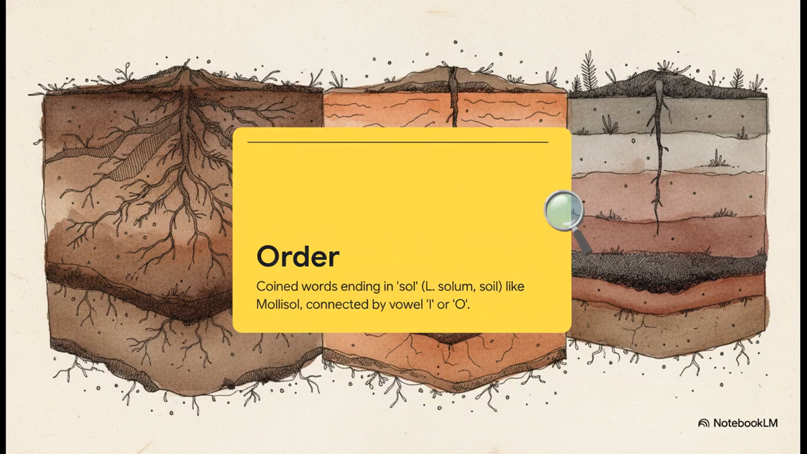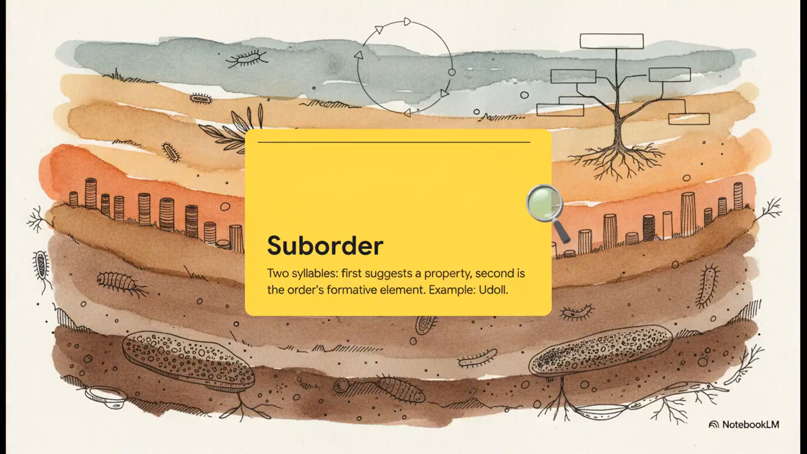Now pay close attention to that formative element of the order, because it literally gets carried down into the names of the other lower categories as an ending. And this brilliantly illustrates how the whole system clicks together. The second category, the suborder, consists of exactly 2 syllables. The first syllable suggests a specific property of that suborder, while the second syllable is that formative element from the parent order we literally just talked about. Take udal, crypt, or ustelf as examples. See how they seamlessly build right on top of the order classification?